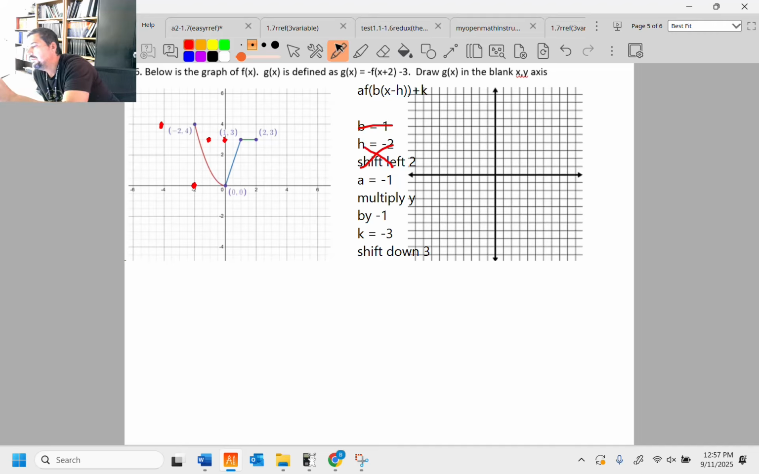a is -1, which means you multiply the y values by -1. So I'll be down here because I'm taking that y value of 4 and multiplying it by -1. Not going to move because the y value is 0. I was 3 above, now I'll be 3 below. I was 3 above, now I'll be 3 below. And what do we have here?